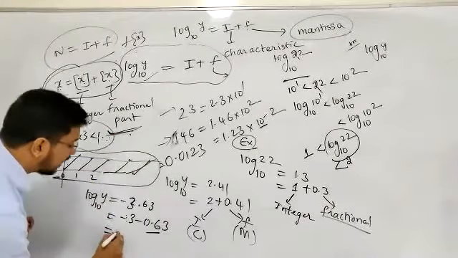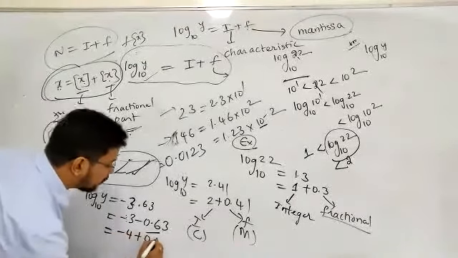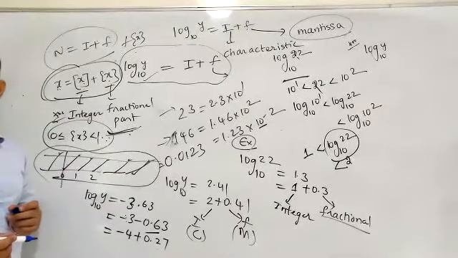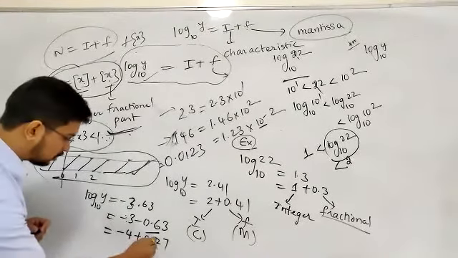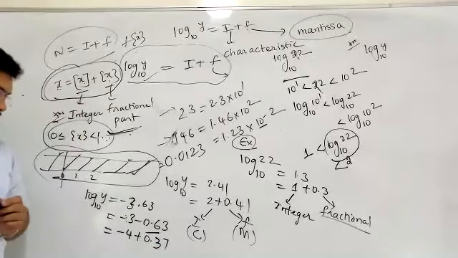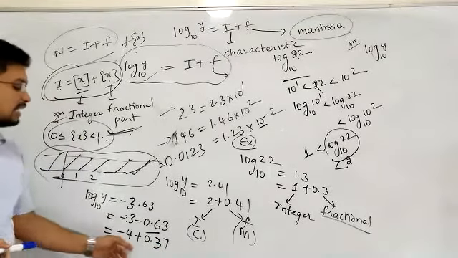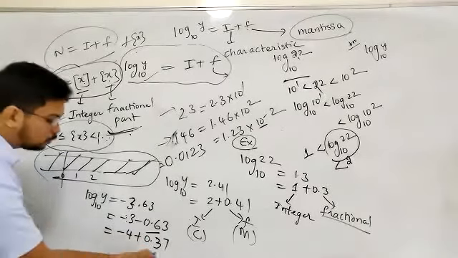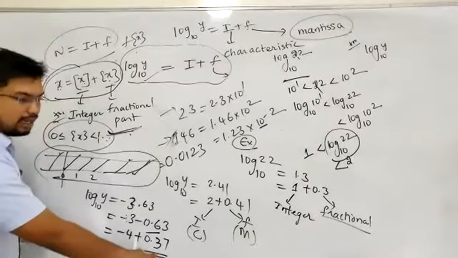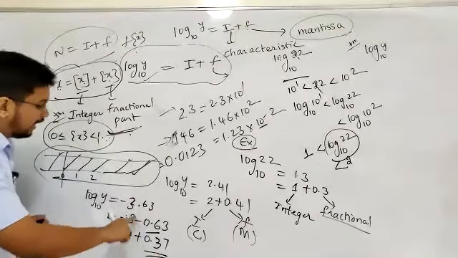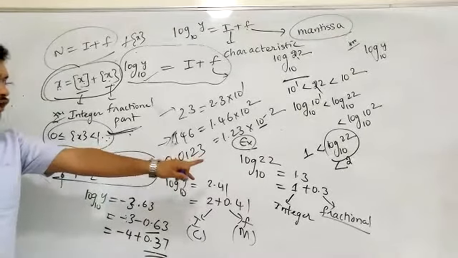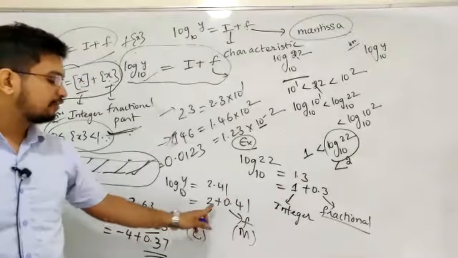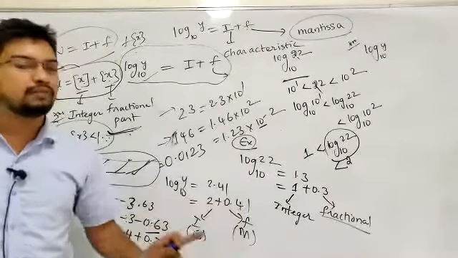So this I'll write as -4 plus 0.37. Now look, this is your characteristic, this is your Mantissa. When the value is positive, you write it directly. For example, there is 2.41, you wrote it as 2 plus 0.41, and this is your integer part, which is the characteristic, and this is the fractional part, which is your Mantissa.